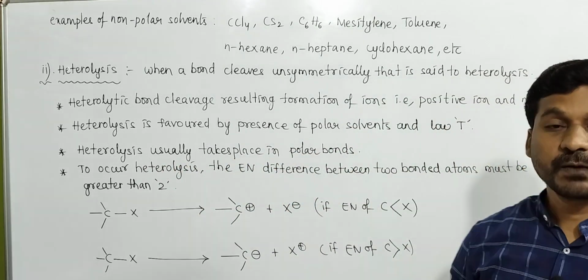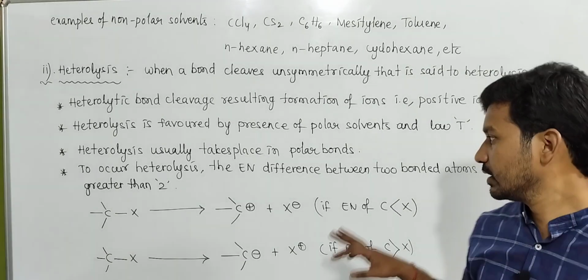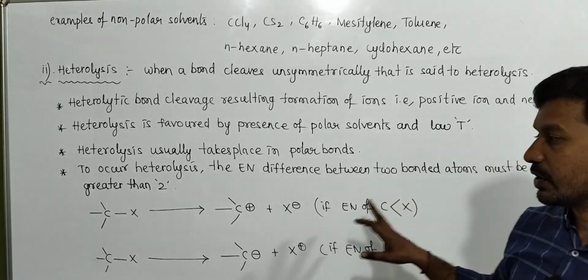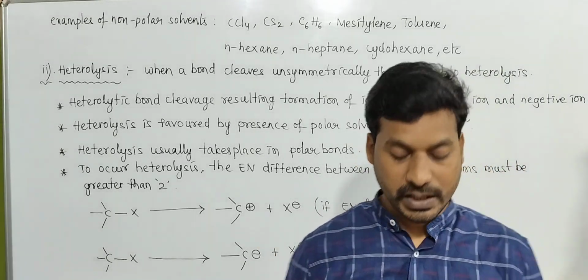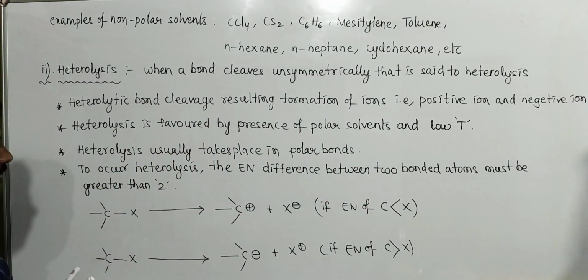Heterolysis usually takes place in polar bonds. A polar bond means the electronegativity difference is greater than 2. In such bonds, only heterolytic bond cleavage takes place. Heterolysis is denoted with a curved arrow.